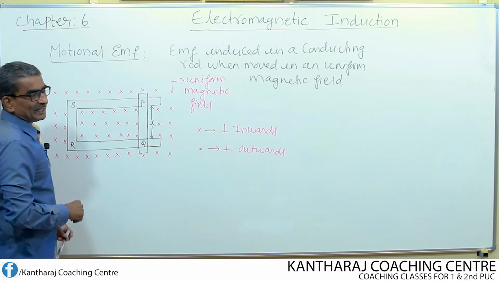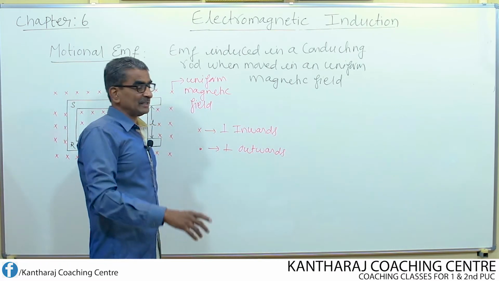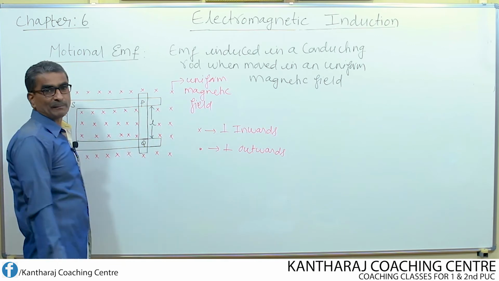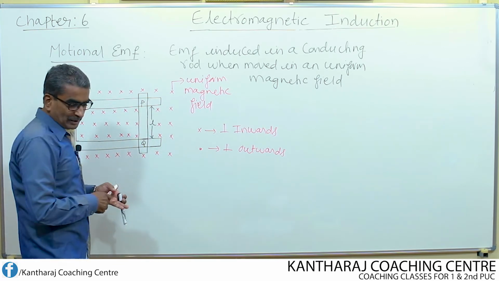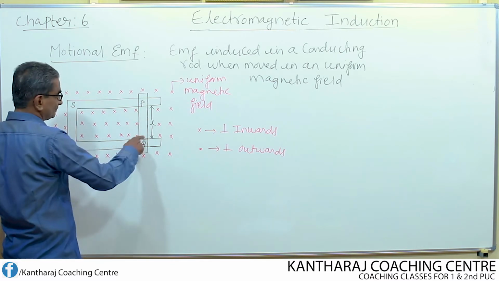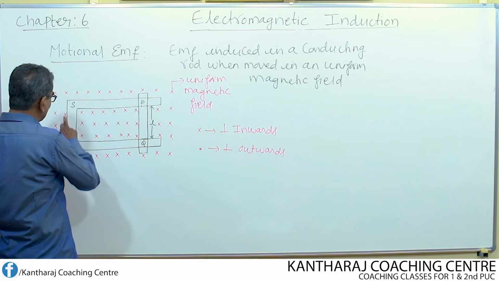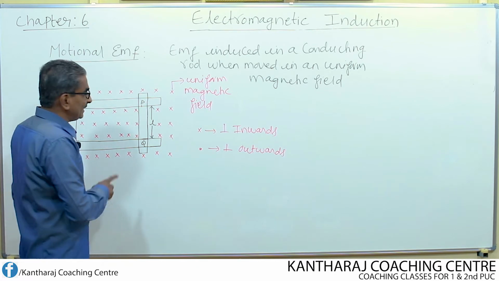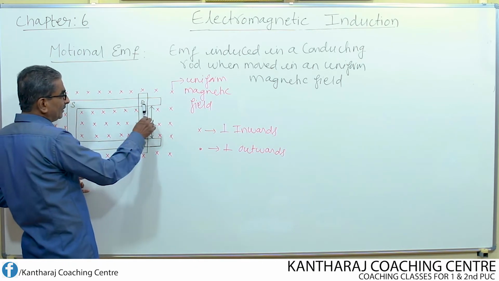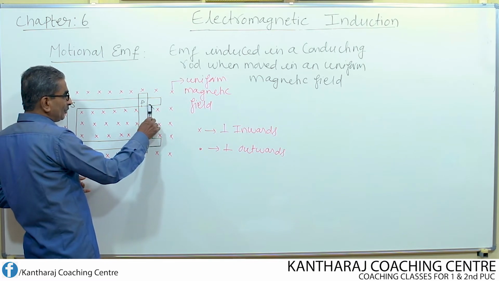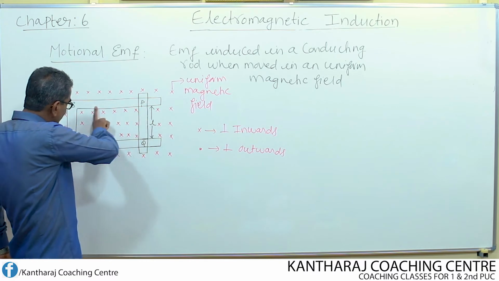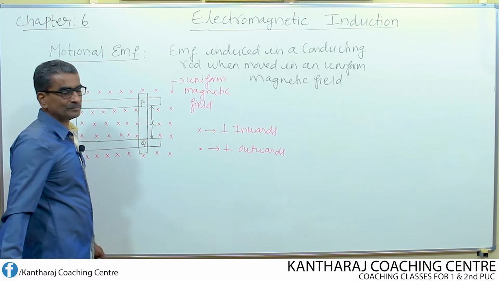Now let us derive an expression for the EMF that is induced in the conductor when it is moved in a uniform magnetic field. Here, as shown in the figure, I am going to consider one rectangular loop. PQRS is one rectangular loop. In this rectangular loop, only the rod PQ is movable. So we can slide the rod PQ over this rectangular loop.